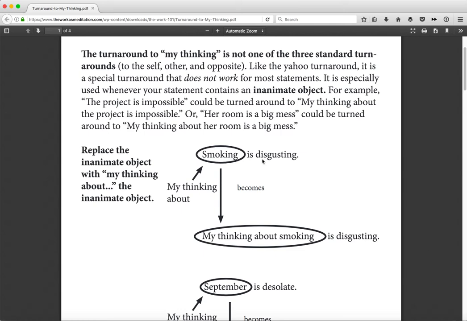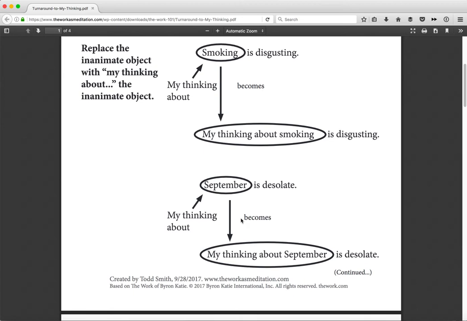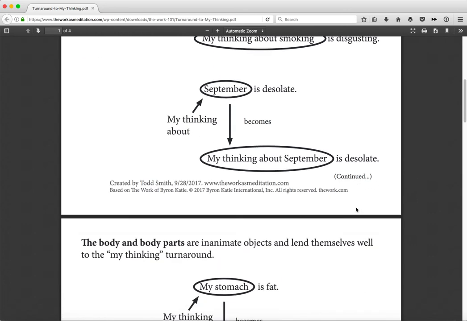So if it's smoking is disgusting, then smoking is an inanimate object. You can say inanimate object and hold that loosely. It's like a thing, something, not necessarily a person usually. So my thinking about smoking is disgusting. That's the turnaround to my thinking. And it's useful. Instead of just smoking being disgusting, it's turned around to my thinking about smoking is disgusting. Or September is desolate would turn around to my thinking about September is desolate.